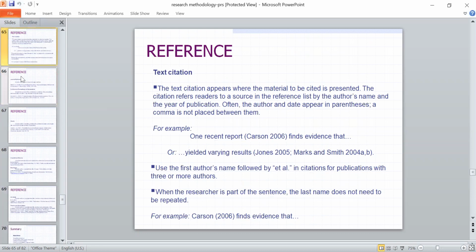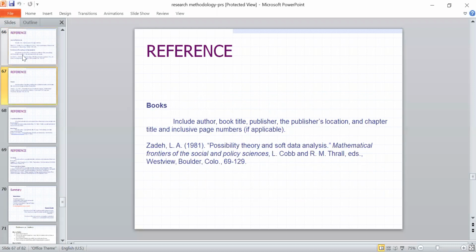References: the text citation appears where the material is to be cited. Here is an example. You also have to maintain the reference style. These are general references. This is an example for book references. Book references are different. If you want to quote book references in your paper, you have to maintain some style. You are not supposed to follow the journal format.